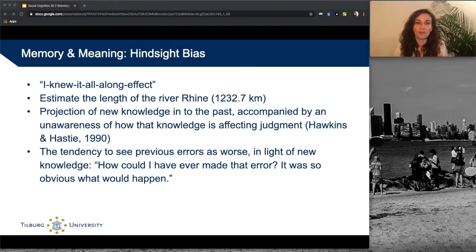So we think of information about the past as if we had the knowledge of today, and we're not aware that we're doing this. You could also say the tendency to see previous errors as worse in the light of new knowledge actually fits into the hindsight bias. So kind of the thought of, how could I ever been that stupid? How could I have ever made that mistake? It was so obvious that this would happen. That kind of thinking matches well with hindsight bias.